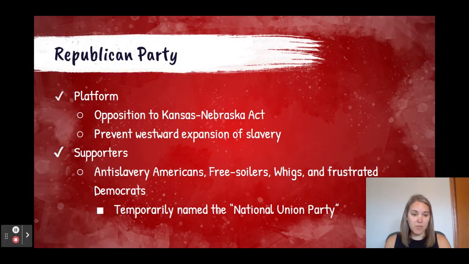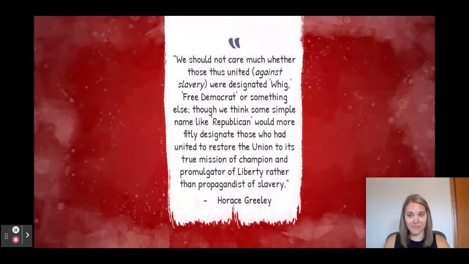So looking at the Republican Party in these antebellum years, you need to know that the platform included the opposition to the Kansas-Nebraska Act and the prevention of slavery expanding to the West. Supporters were a huge coalition of groups of people. So many anti-slavery Americans, free soilers, some Whigs, and frustrated Democrats. And because it was such a wide variety of Americans, they were temporarily named the National Union Party.